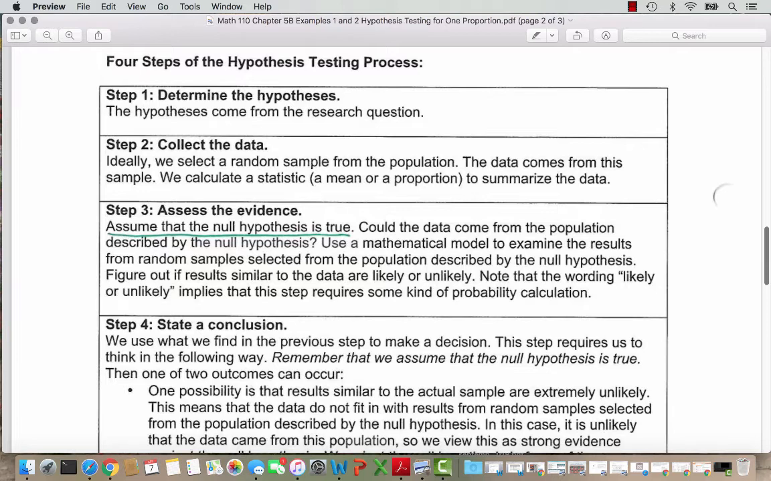Could the data come from the population described by the null hypothesis? Use a mathematical model to examine the results from random samples selected from the population described by the null hypothesis. Figure out if results similar to the data are likely or unlikely. Note that the wording likely or unlikely implies that this step requires some kind of probability calculation. So this is where we're going to bring in our 68% likely, 95% likely, 99.7% likely, and whatever percent we want to use from earlier calculations in this chapter.